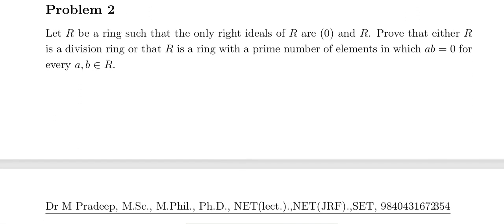Let R be a ring whose only right ideals are 0 and R, then R is a division ring. Or R is a ring with a prime number of elements in which ab equals 0 for every a, b belonging to R.